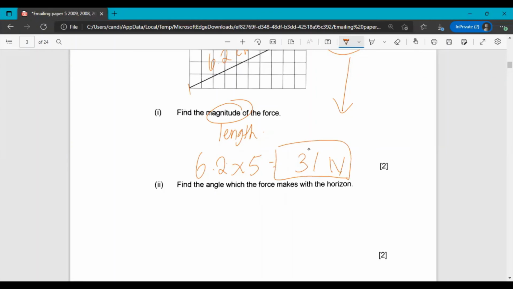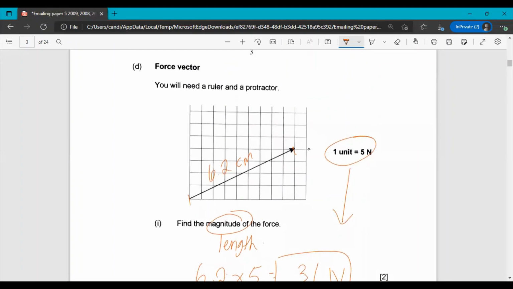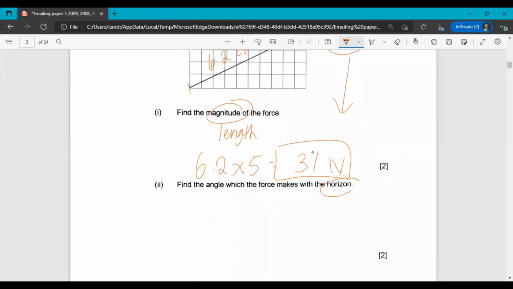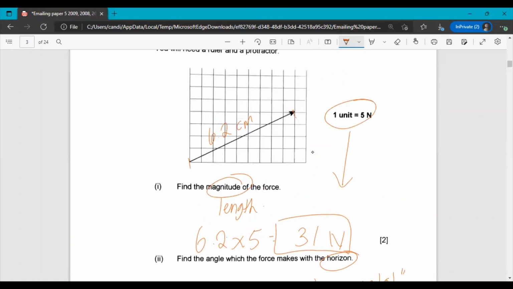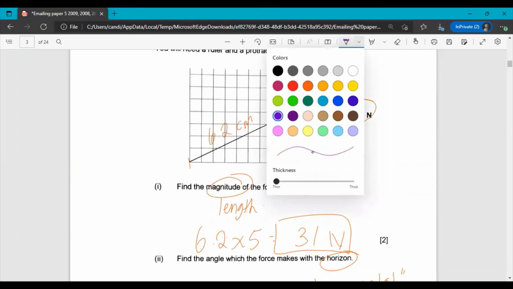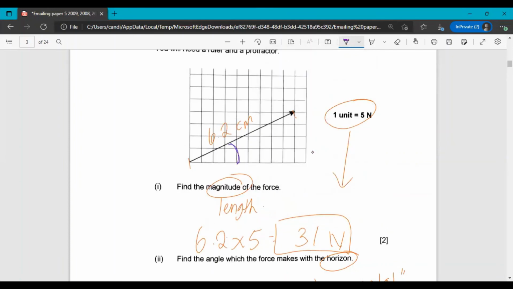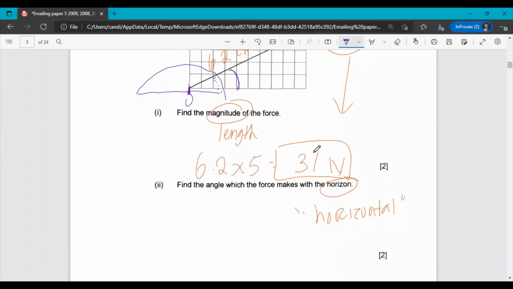Then you're going to find the angle the force makes with the horizon. Horizon, what does that sound like? Horizontal. So the angle that we want is this one right here. You're going to take your protractor and line it up so that the 0 mark is here. Then you read from the scale to find out what this angle is, and you should get about 25 degrees.